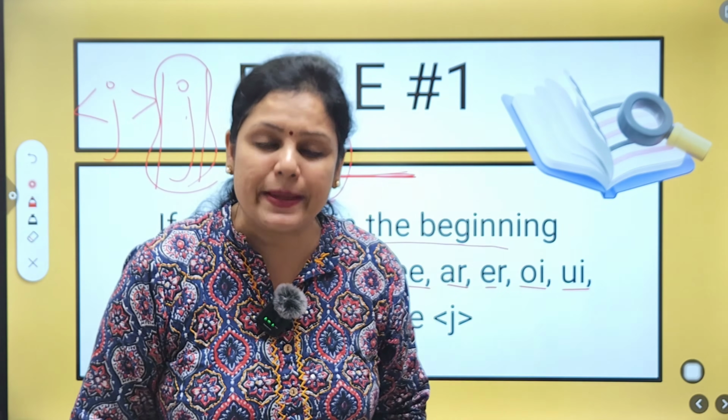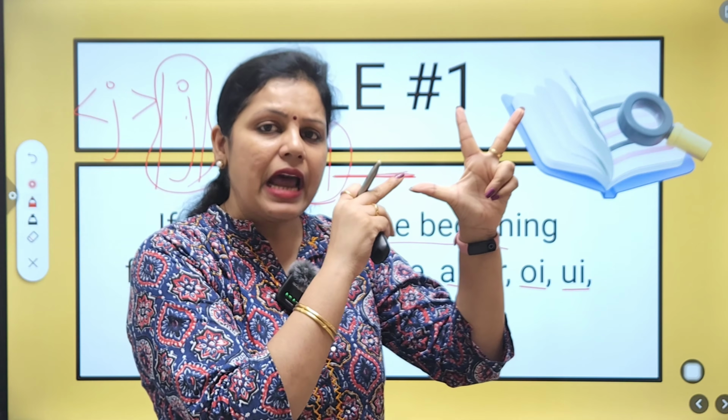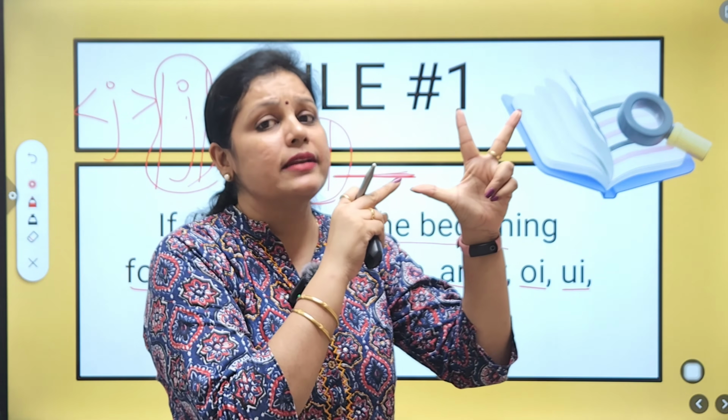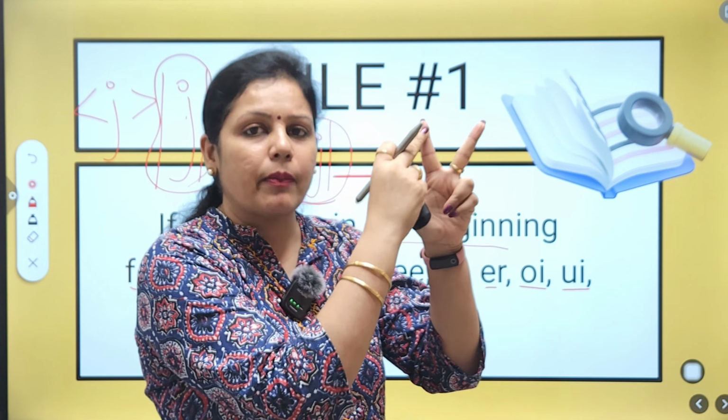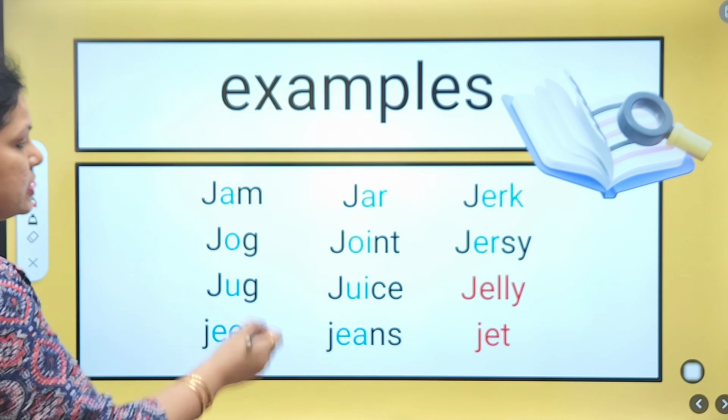Similarly, you have the word jeep, j-e-e-p. Now you have the /j/ sound and after it you have e. That is why you will write j here, j-e-e-p, jeep. And similarly words. Let us see the words here.